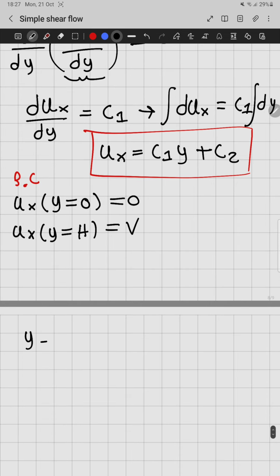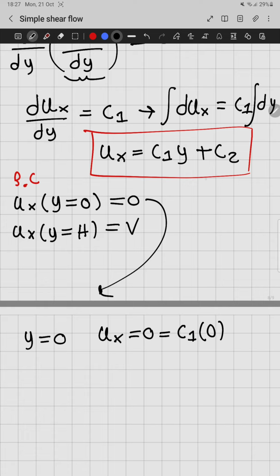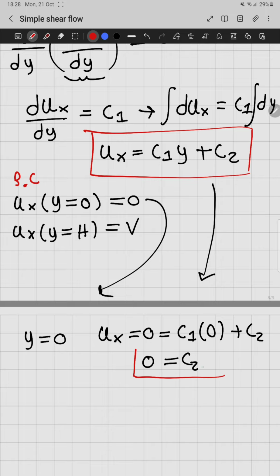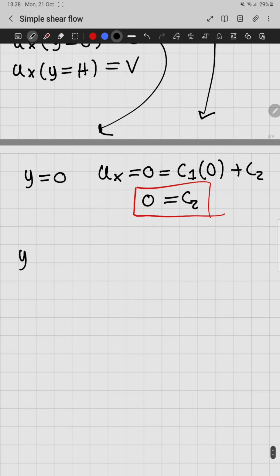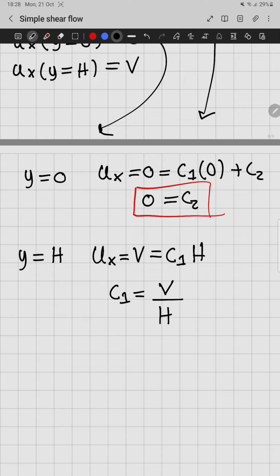So when y is equal to 0, ux is equal to 0. So that means that C1 multiplied by 0, plus C2. So 0 is equal to C2. So C2 is 0. So we already found the first boundary condition. Now when y is equal to h, ux is equal to ub, which is equal to C1 multiplied by h. So C1 is equal to ub divided by h.